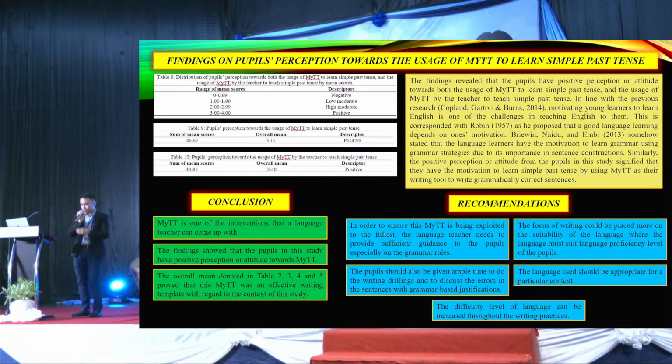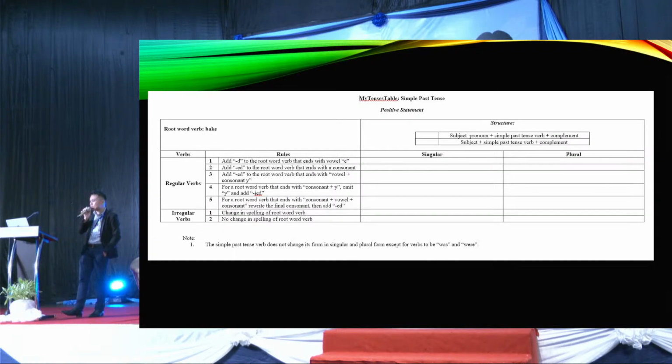So this is the template for positive statement. Okay, so we have the rules for regular verb and irregular verb. There's a note down there. The simple past tense verb does not change in form, its form in singular and plural, except for the verb to be, was and were, which is and are.